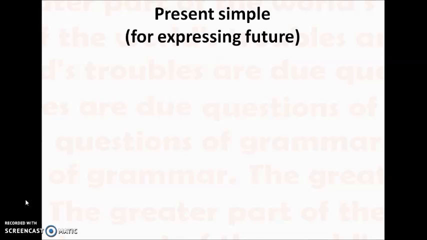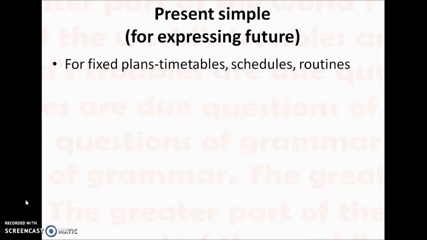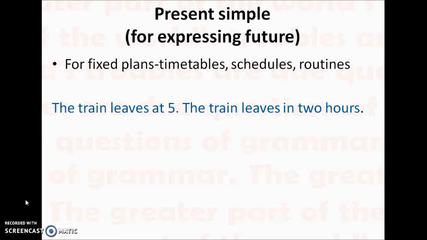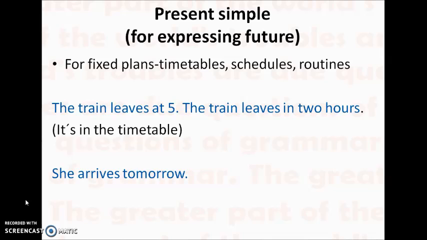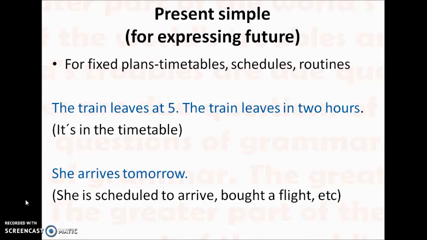And the last way of expressing future is using the present simple form. We use this one when talking about official fixed plans, such as timetables, schedules, and so on. For example, the train leaves at 5. The train leaves in 2 hours. It's in the timetable. It's official. We can't change it. Or, she arrives tomorrow. She's scheduled to arrive. She bought a flight. She'll be there tomorrow.